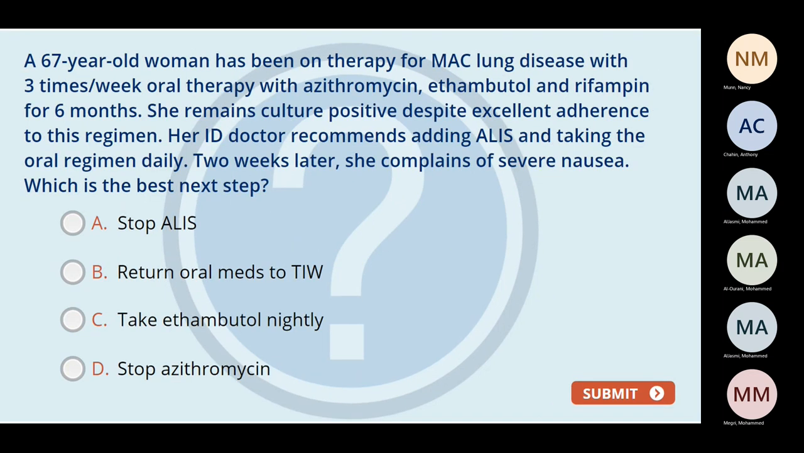A 67-year-old woman has been on therapy for MAC lung disease with 3-times-weekly oral therapy with azithromycin, ethambutol, and rifampin for 6 months. She remains culture positive despite excellent adherence to this regimen. Her ID doctor recommends adding ALIS and taking the oral regimen daily. 2 weeks later, she complained of severe nausea. What is the best next step? Stop ALIS, retain oral meds, stop ethambutol, or stop azithromycin.